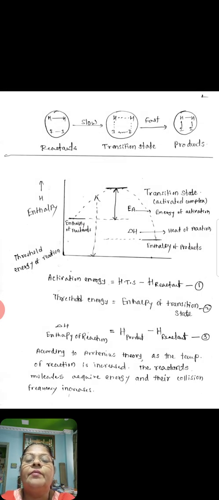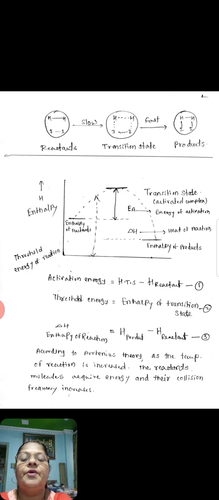So in the diagram, these are the reactants, H-H bond and I-I bond molecules. They combine with each other in a slow step, and the transition state forms. Then, in a fast step, the HI product is formed, as shown in the enthalpy diagram.